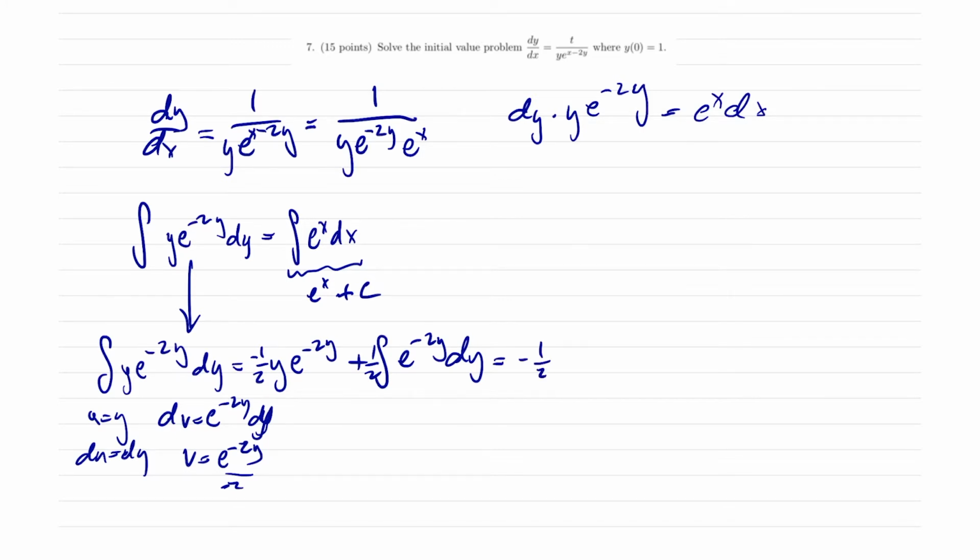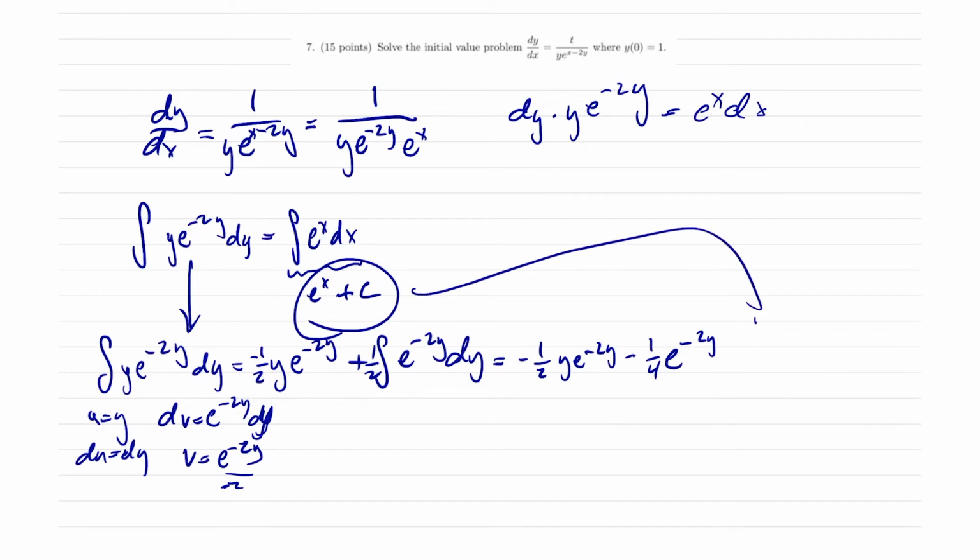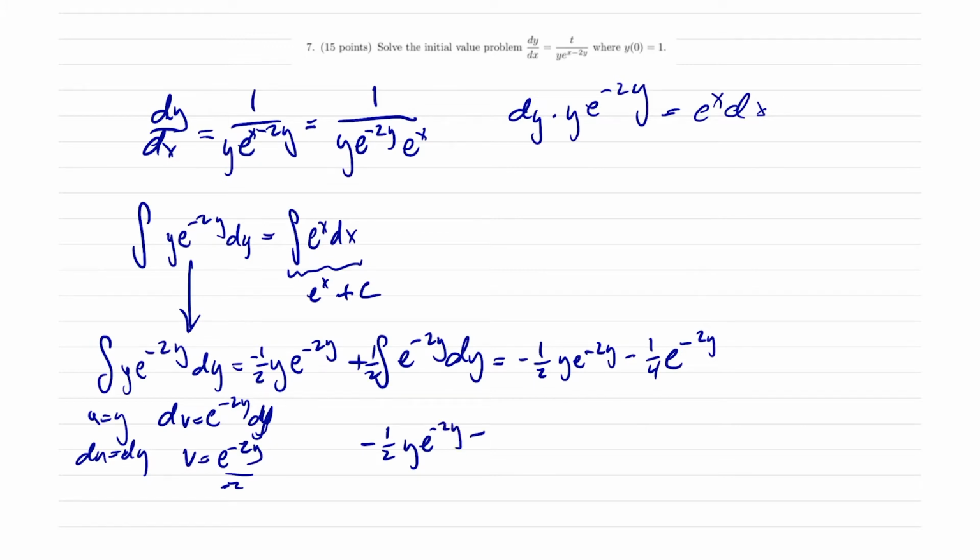There's going to be minus 1/2 of y times e to the minus 2y plus 1/4. So put a minus sign of e to the minus 2y. And then, yeah, that would be that. So then we take this guy, move it over here. And so the answer we get is minus 1/2 y e to the minus 2y minus 1/4 e to the minus 2y is equal to e to the x plus c.